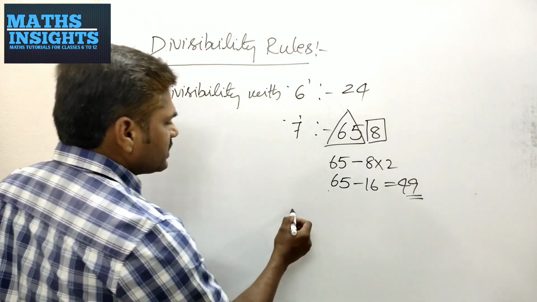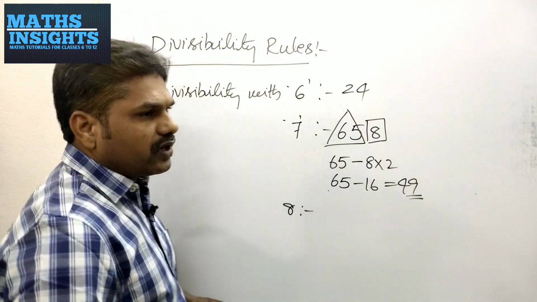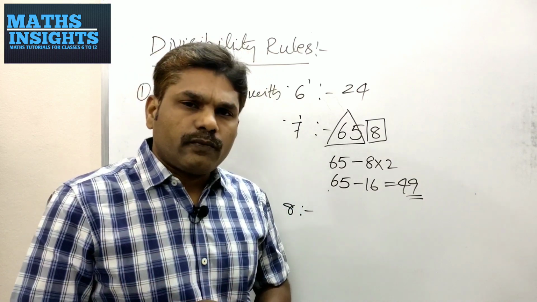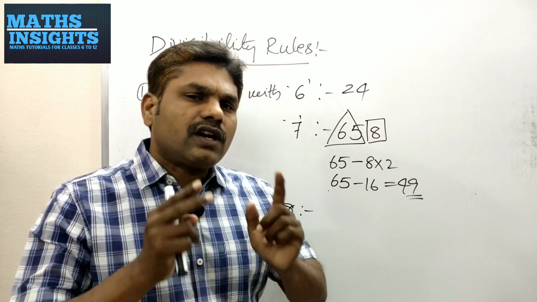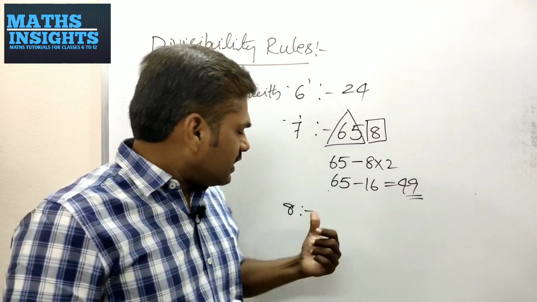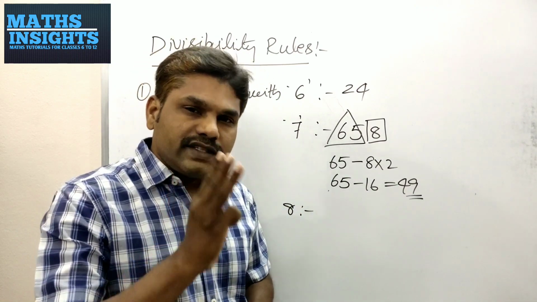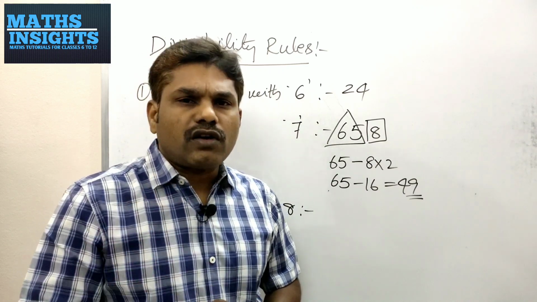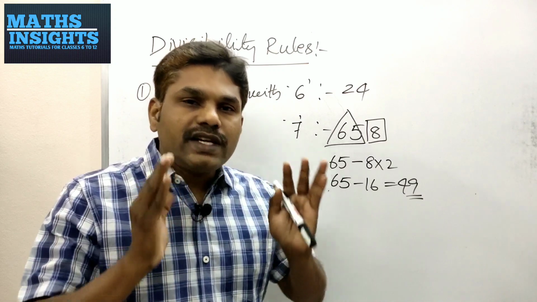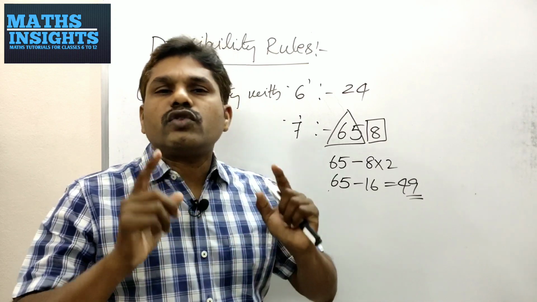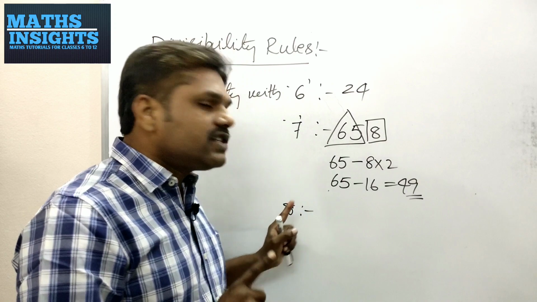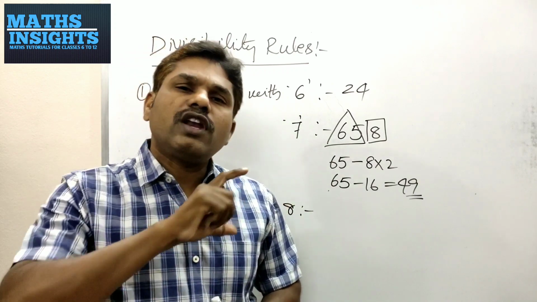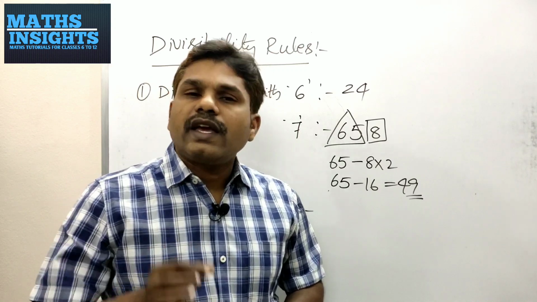Next, coming to 8. This is very important. This is similar to the divisibility test of 4. In 4, you are testing the last 2 digits. Here you have to take the last 3 digits. For any number, to check whether it is divisible by 8 or not, you have to take the last 3 digits and check whether those 3 digits are divisible by 8 or not. If they are divisible, then that whole number will be divisible by 8.